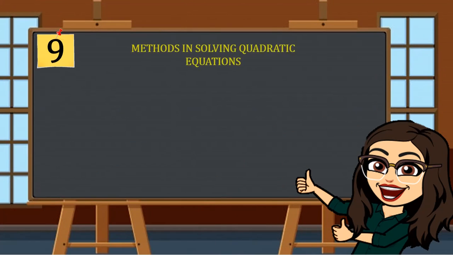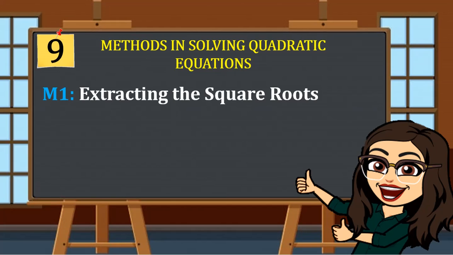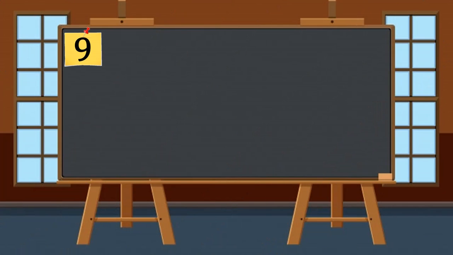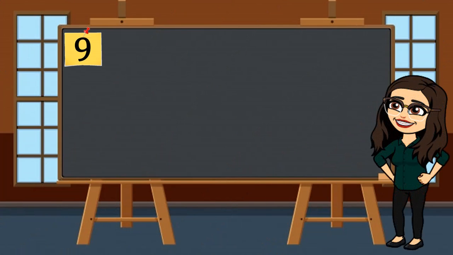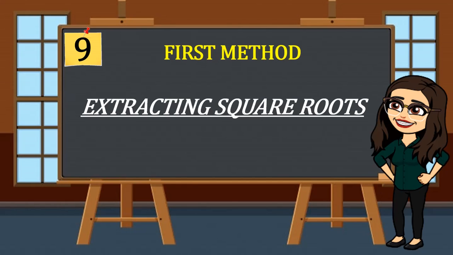There are different methods in solving quadratic equations. The first method is extracting the square roots. The second method is factoring. The third method is completing the square. And the last method is by the use of the quadratic formula. So for now, we're going to start with the first method. Let us start with the first method, which is extracting the square roots.